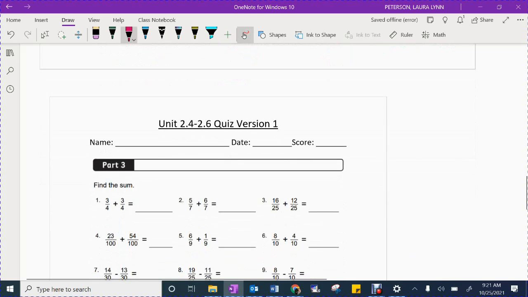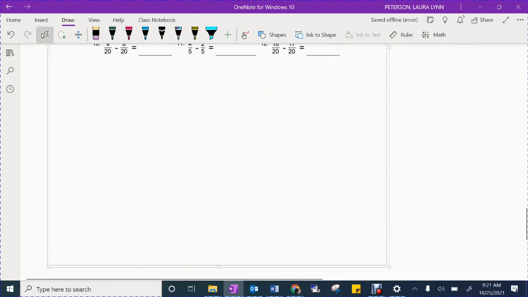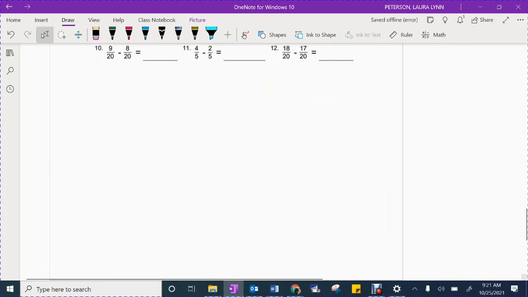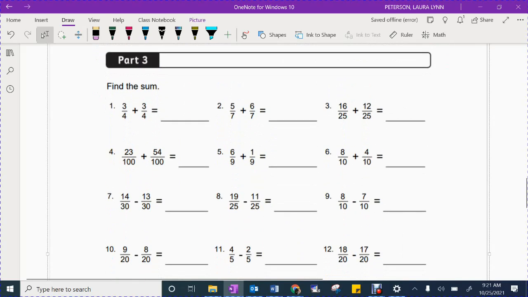Very good. Now we got to move on to the back side. Now the back side, now I have to adjust my paper here, is just adding or subtracting the fractions. So remember, the bottoms always stay the same, and you either add or subtract the tops. Now this would be a good point just to pause the video, and then you can unpause it to check your answers.